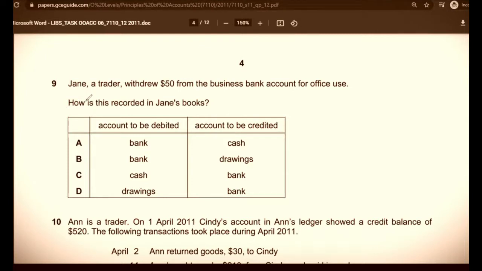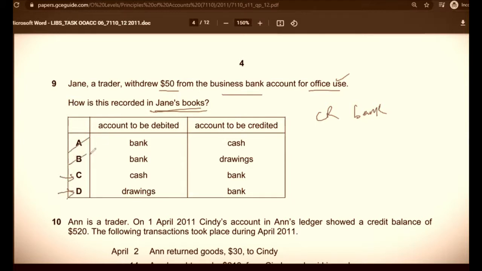Let's look into multiple choice 9. Jane, a trader, withdrew $50 from business bank account for office use. How is this recorded in Jane's books? So how would Jane record this in her own books? Jane withdrew $50 from the business bank account for office use. So there would be credit bank for sure. So if you look at the options, it would be either C or D.